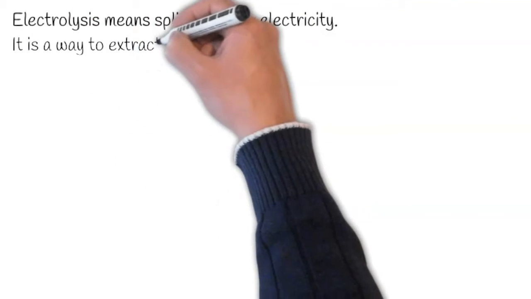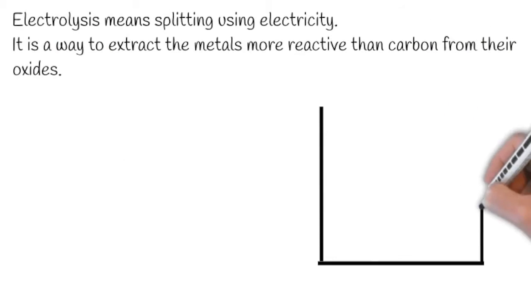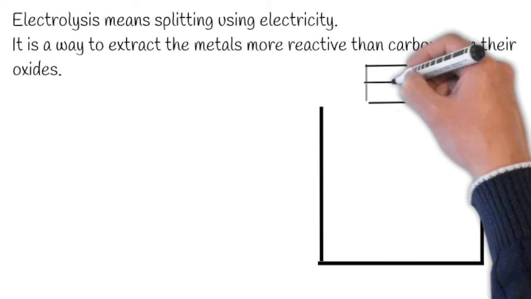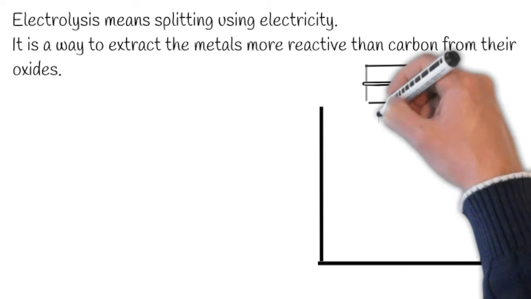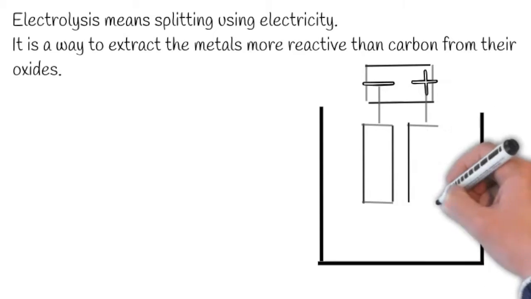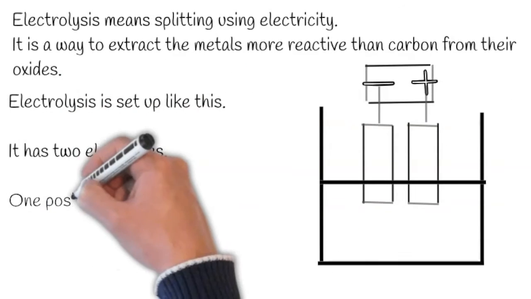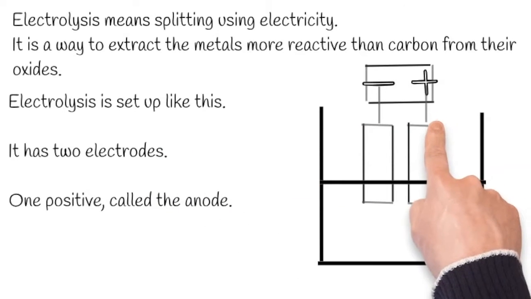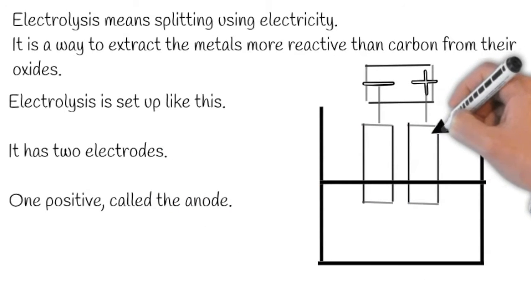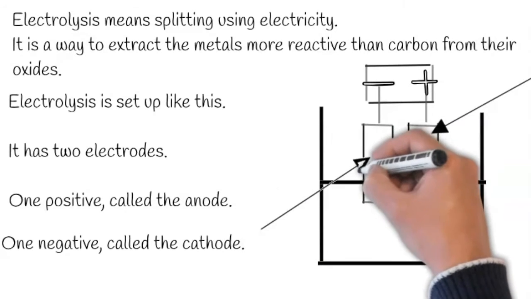Electrolysis means splitting using electricity. It is a way to extract the metals more reactive than carbon from their oxide. Electrolysis is set up like this. It has two electrodes, one positive called the anode, which is here, and one negative called the cathode, which is here.